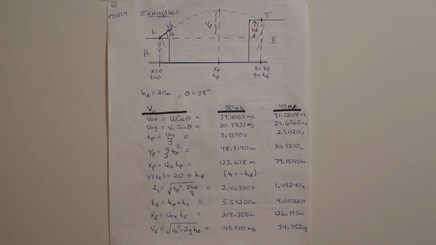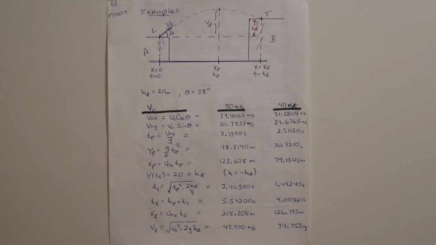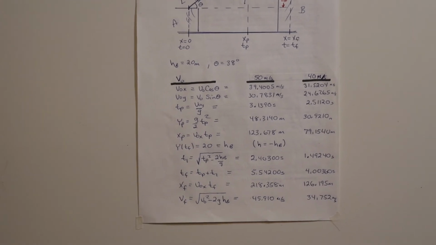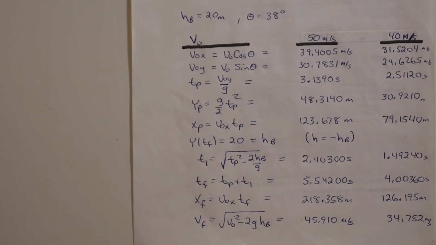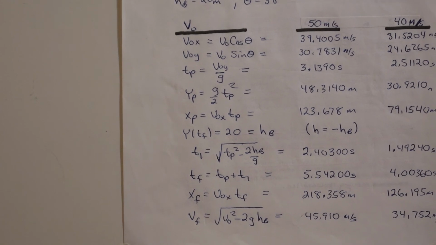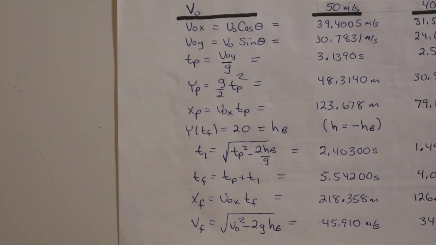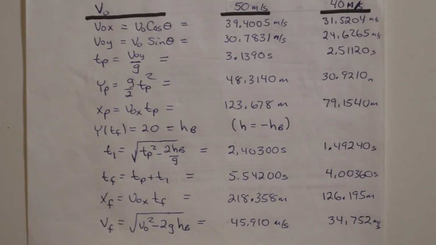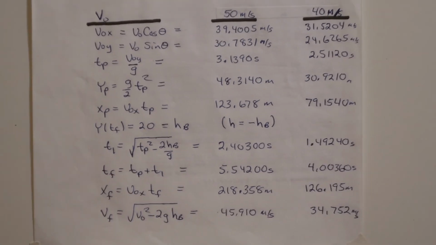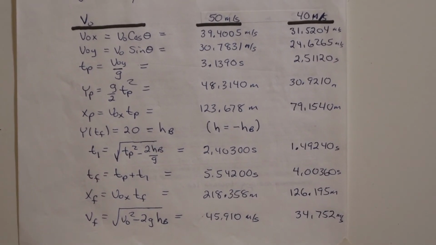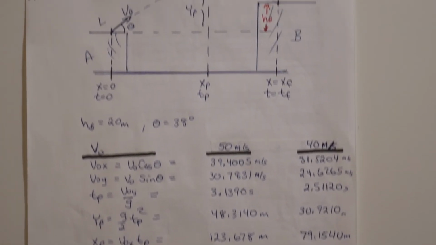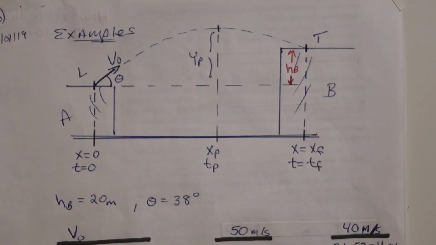So here is a copy of my notes on the solution to this trajectory problem. You can see the equations here in final form that we derived in this video and the previous trajectory video. Under V0 here are the equations that I use for computing all the values. And here are the values that I had up on the board for V0 of 40 meters per second and 50 meters per second. And of course here's our trajectory diagram.